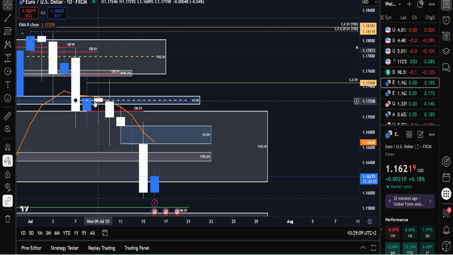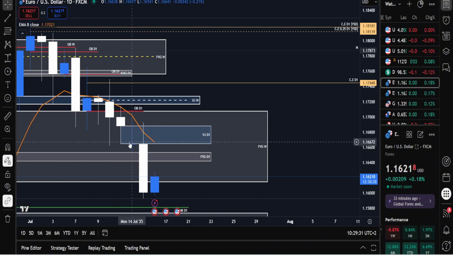See right here, this is consequent encroachments of this volume imbalance. We balanced it as we were trading in. Look at the body, and we dropped. And we created an order block here, a daily order block, that we traded into Friday. Orders were put in and mitigation was happening. And Friday closed right here.